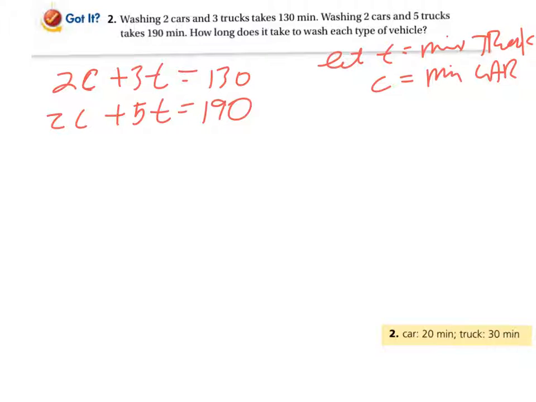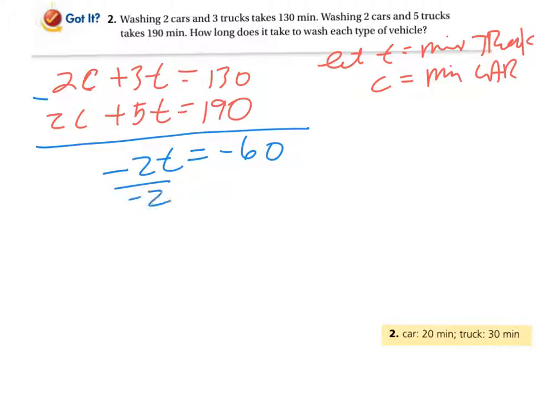Now notice here, by subtraction, I'll be able to eliminate the C's. So 2C minus 2C is 0. 3T minus 5T is negative 2T. And 130 minus 190 is negative 60. Divide off that negative 2, and T is 30 minutes.